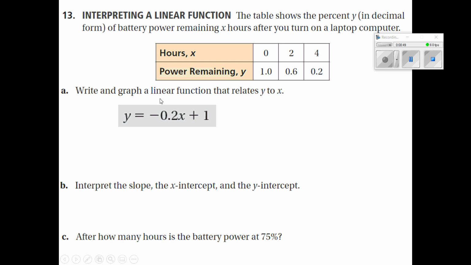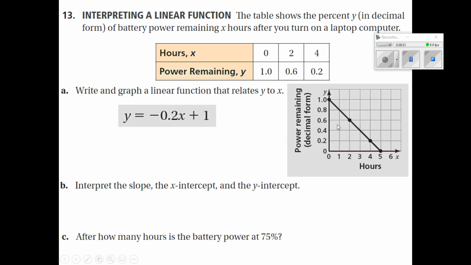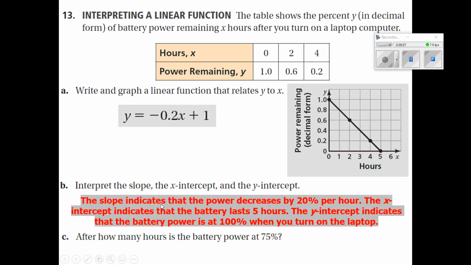When we graph this, it's going to look like this. You're starting at 1, right? You're dropping off. Remember, at 2, you're at 0.6, and at 4, you're at 0.2, which means you're going to run out of power at 5 hours. So interpret the slope and y-intercept. The slope indicates that the power decreases by 20% per hour. The x-intercept indicates the battery lasts 5 hours. The y-intercept indicates the battery power is at 100% when you turn on the laptop.